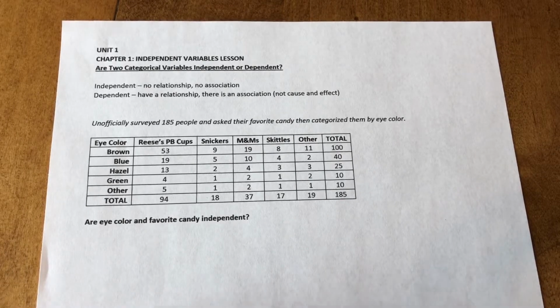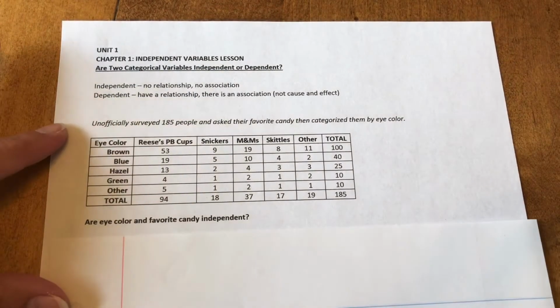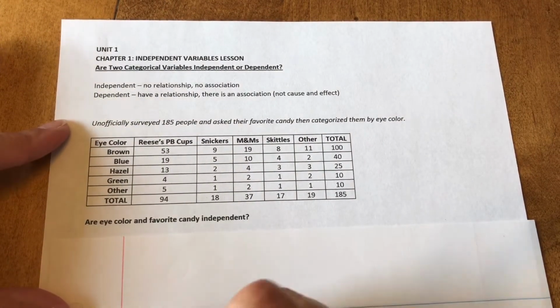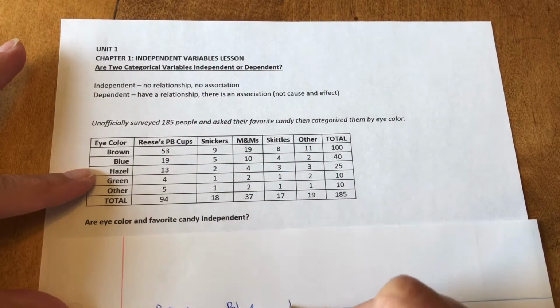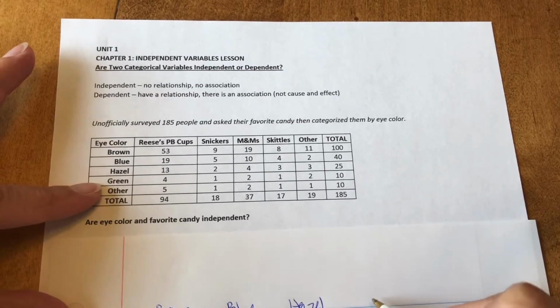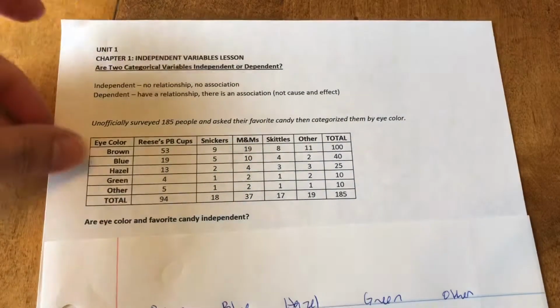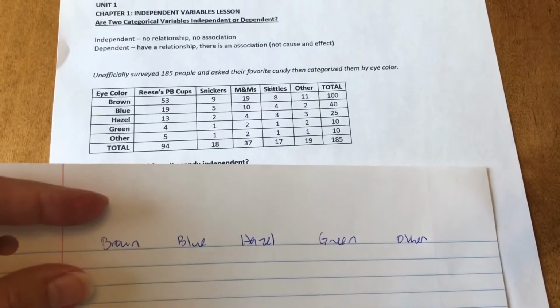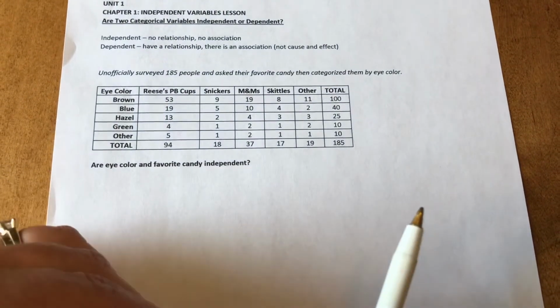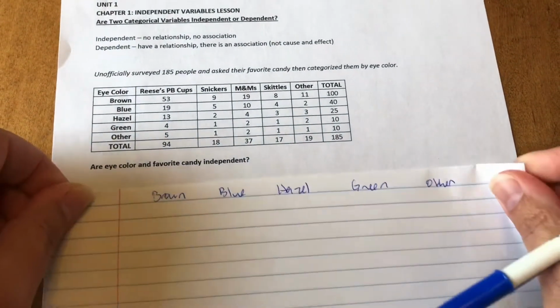But in order to determine if eye color and favorite candy are independent, we need to do conditional distributions. So I'm going to do it by eye color: brown, blue, hazel, green, and other. Oh, sorry, you can't see that. Let me fold my paper so we can move that up a little bit. I'm going to do a little bit by hand now. It's all typed out.